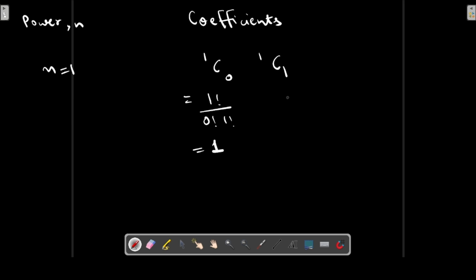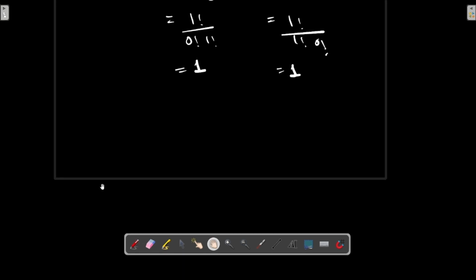Then 1C1 will be equal to 1 factorial upon 1 factorial, and when you subtract the 2, so that is just 1 factorial. So these guys are same, right? Now, if your n is 2, then you have 2C0, 2C1, 2C2.